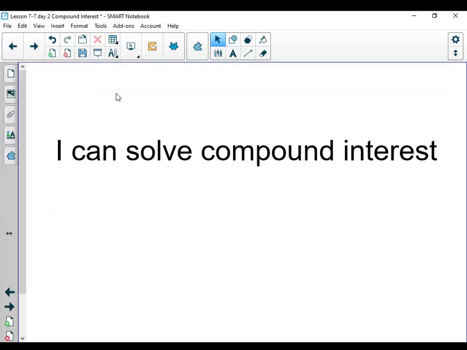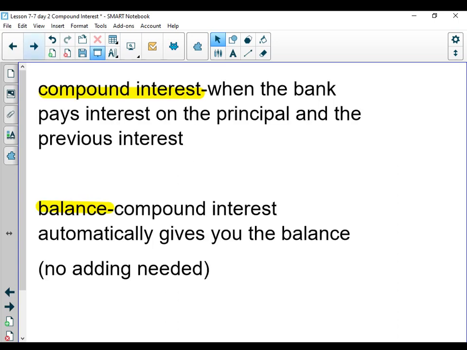So if you came yesterday, we were doing the simple interest. And simple interest is kind of hard to understand without the compound interest because you can see the difference about halfway through today. It's kind of hard to see the difference on the first day. So compound interest, here's the difference, but it's still kind of hard to see. Compound interest is when the bank pays interest on the principal and the previous interest.